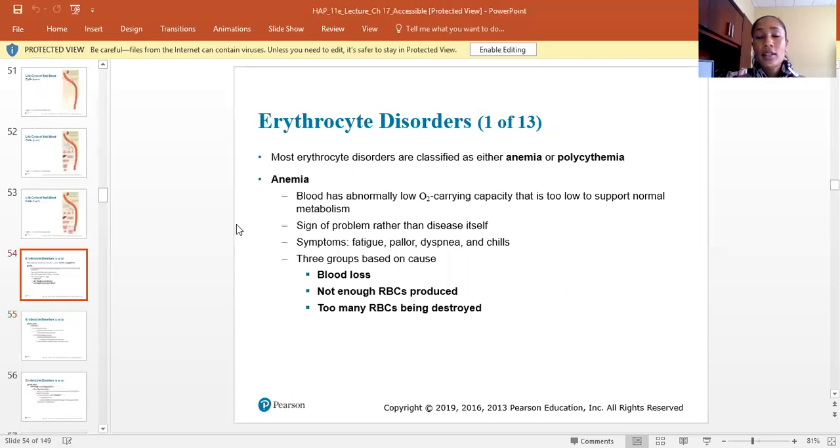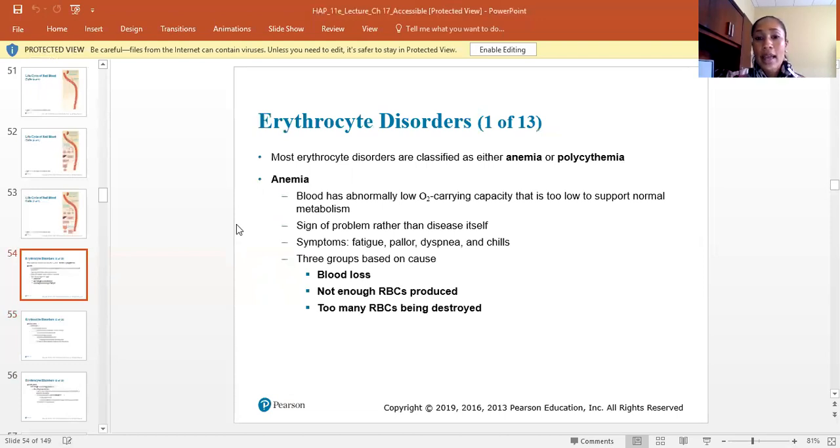So anemia is when our blood has abnormally low oxygen carrying capacity. That is too low to support normal metabolism of our cells. Because if you've ever taken a chemistry class, or you remember from Bio 168 when we were talking about the muscular system and we were talking about respiration and how we make ATP, a lot of those processes require oxygen. So when our body has insufficient amounts of oxygen, it's going to have a direct effect on our cells' metabolism. So some symptoms of anemia can be fatigue, dyspnea, getting chills, low energy, and so forth.